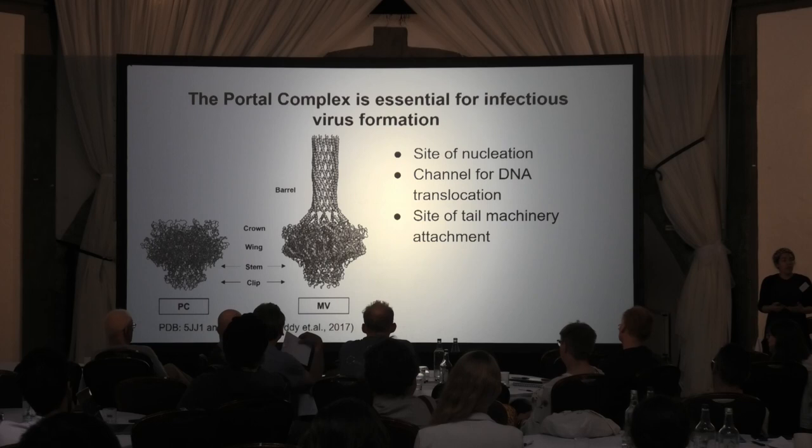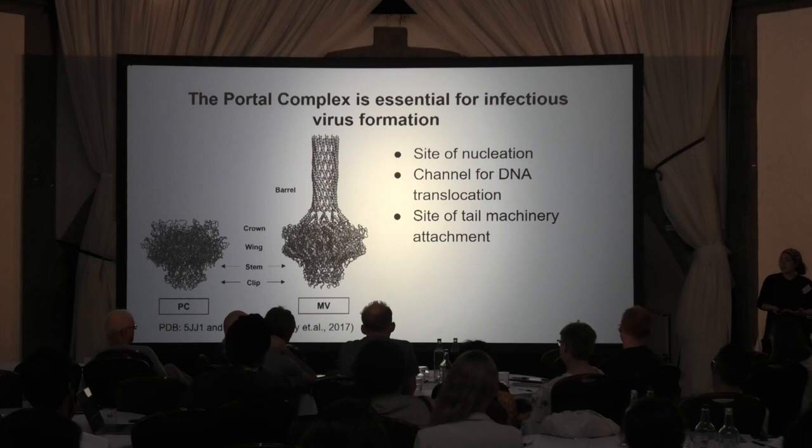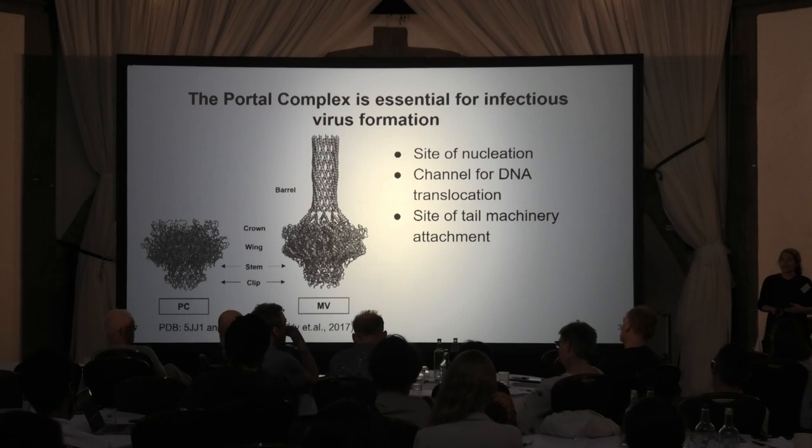And portal is absolutely essential for the formation of an infectious virus because it plays so many key roles during assembly. Firstly, it's the site of nucleation for the growing procapsid. It also acts as the channel for translocation of DNA into and out of the capsid during assembly and infection. And lastly, it's the site of tail machinery attachment, which allows the virus to actually attach to its host and then be able to infect it.